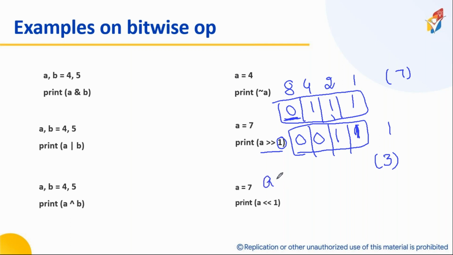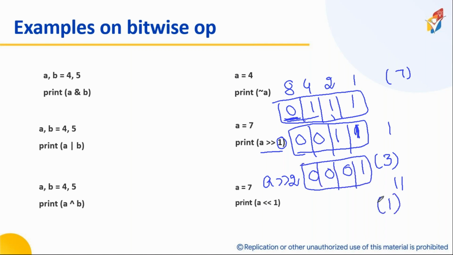Now A right shift of 2. How to do it? I need to move these 2 bits outside. These 2 bits will go out. Now this 1, 1 will come here, and these 2 bits will become 0, 0. So the answer is 1. Clear? Can you please note this down? Then I'll go for the left shift operation. Just take 1 minute and note it, please.